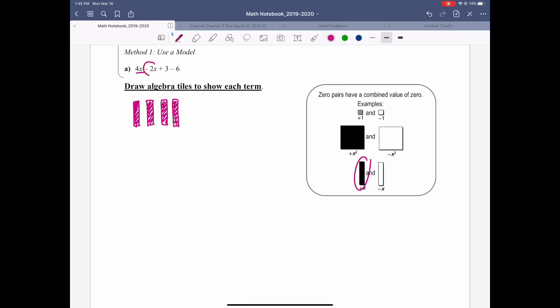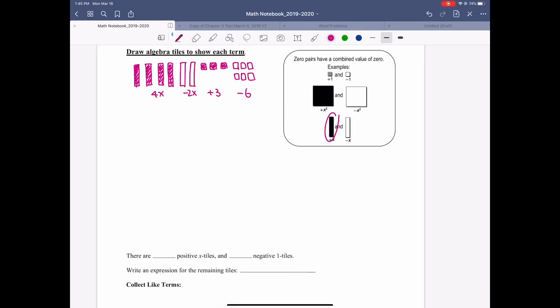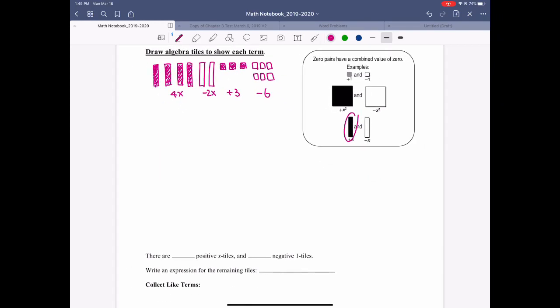Okay, and the -2x. Now, -2x, this term here, how do I represent that? Then I should write down 2 empty rectangles. All right, that's -2x. That's 4x here. That's -2x. And then +3. How do you want to do +3? Just 3 shaded small squares. That's +3. And then -6 would be 1, 2, 3, 4, 5, 6. Awesome. There we go.